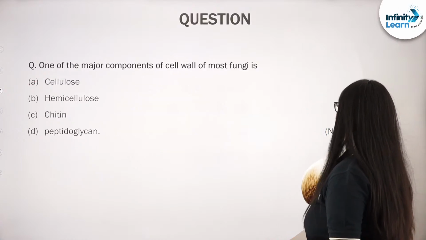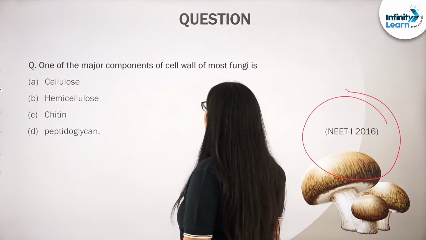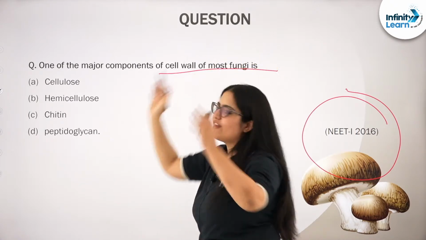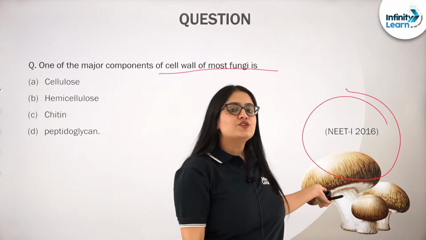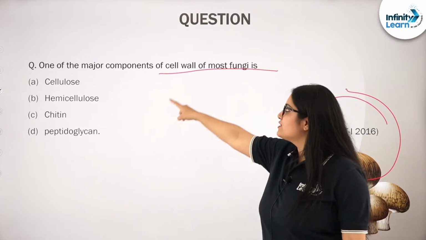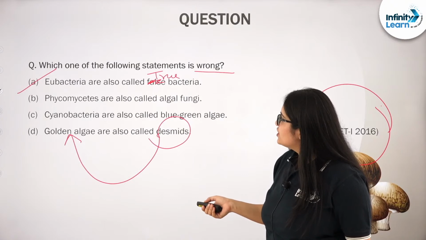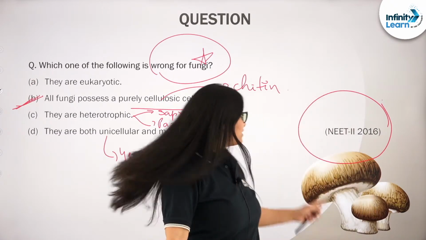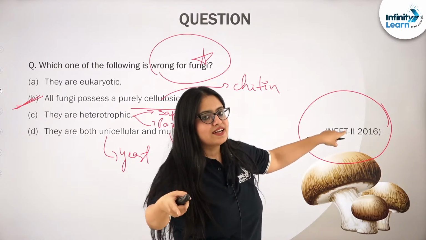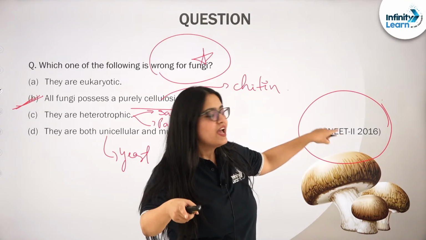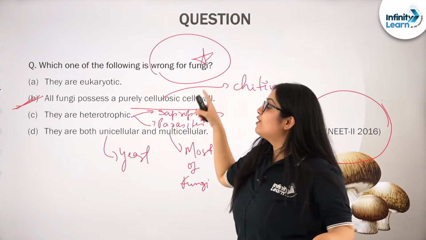See here, kids. Next question is again from NEET Phase 1 2016. One of the major components of the cell wall of most fungi. Very important. And see, NTA has repeated the history. In NEET Phase 1 2016, they asked a question based on the cell wall composition of fungi, and this one is from NEET 2016 Phase 2. So, in Phase 1, they were asking directly on cell wall composition of fungi, and in NEET 2016 Phase 2, they are using that particular question as one of the options.